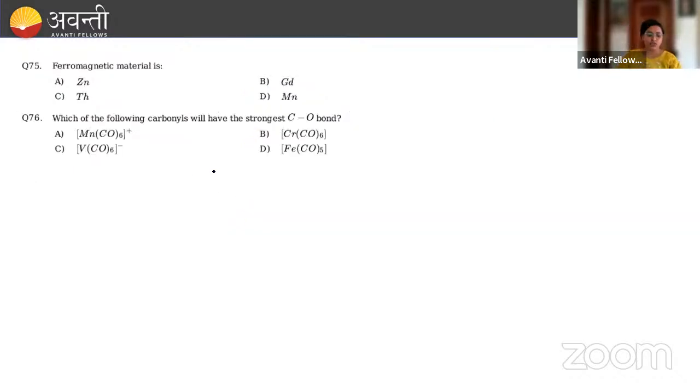Ferromagnetic material is, so ferromagnetic material here is which one? Gd. Okay. Next, which of the following carbonyls will have the strongest CO bond? So, strongest CO bond, when we talk about the metal carbonyls. All these are metal carbonyls. But here you can see that metal and CO bond is there. Here metal is having some charge.